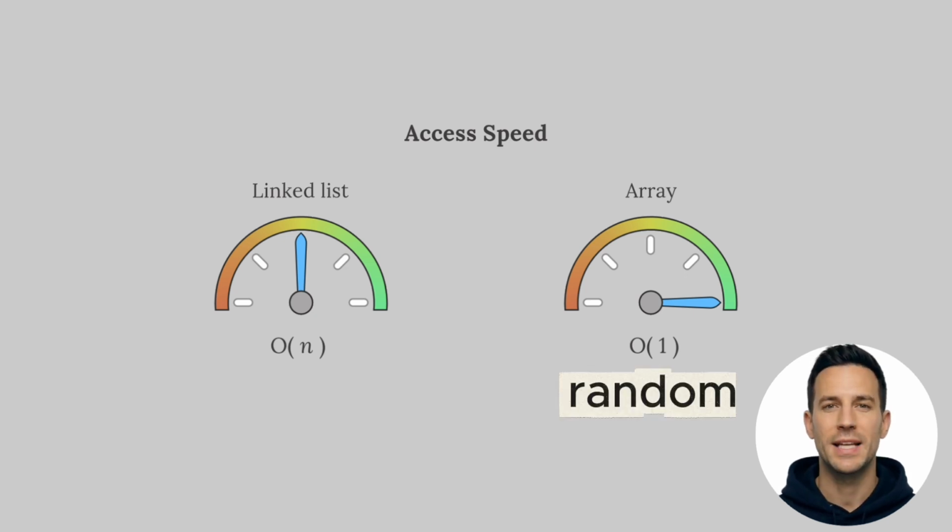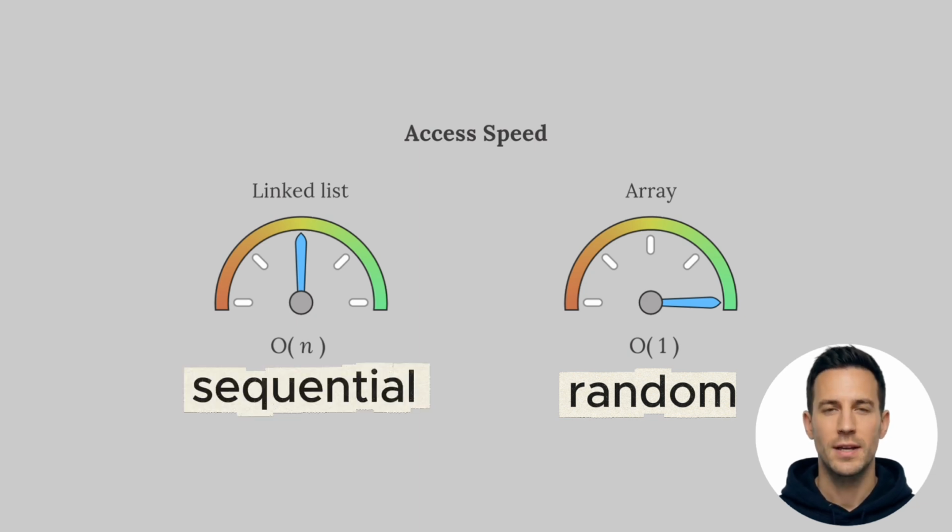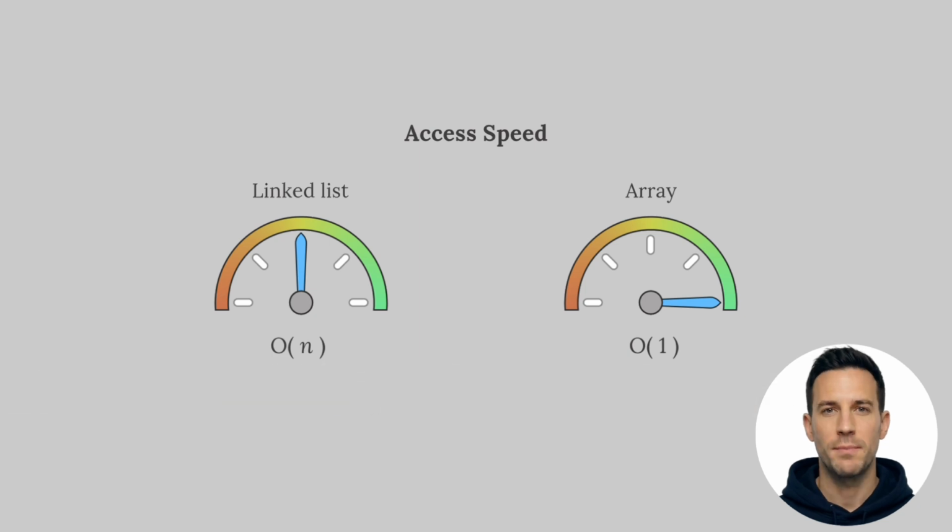As we learned in the previous episode, arrays give you random access. Jump to any element instantly. Linked lists, as we just saw, sequential only. One step at a time. That's their biggest weakness. But don't give up on them yet. Let's look at what linked lists do better.